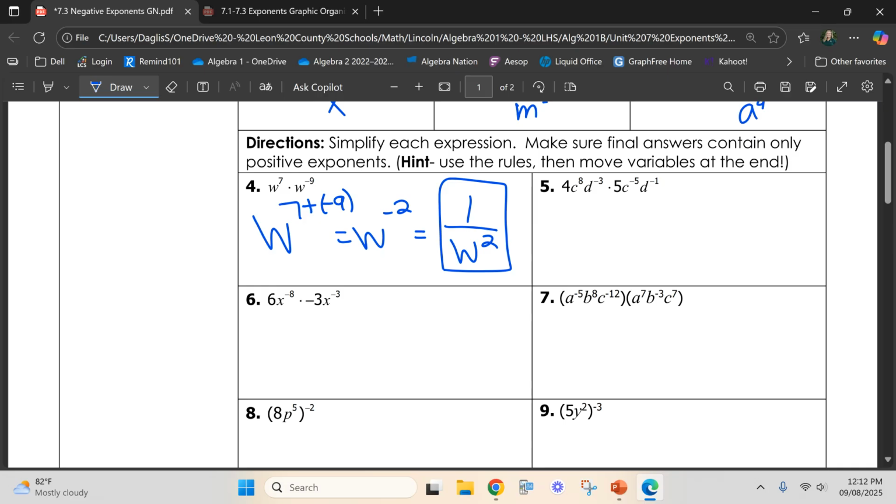Are we all okay with where -2 came from? Yeah, the 7 minus 9. 7 plus -9 is the same thing as 7 minus 9. Same thing. All right, ready for 5?